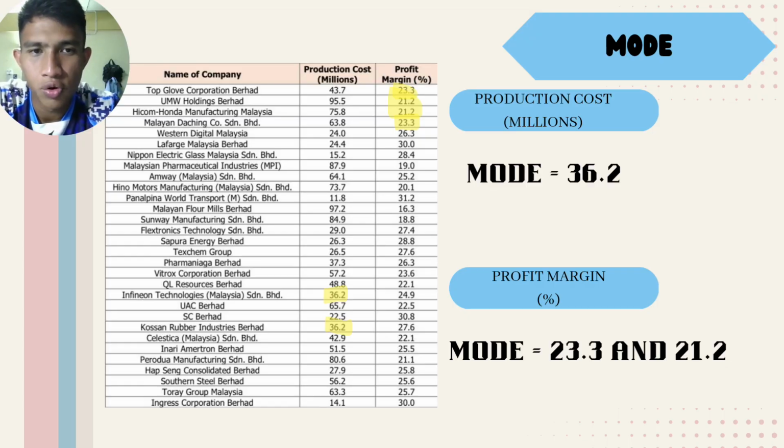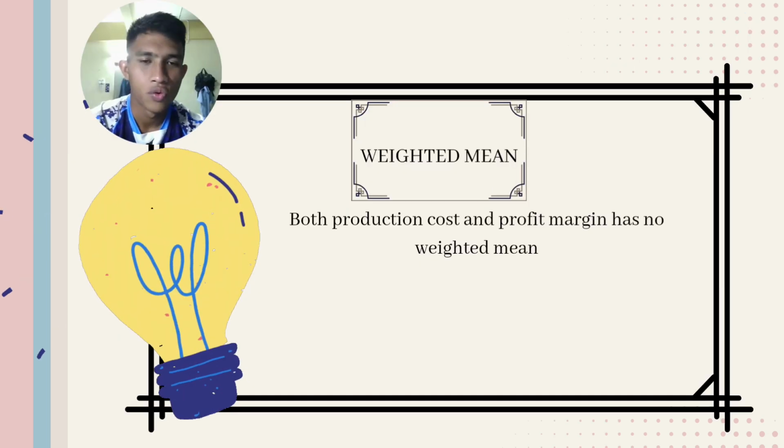And the last one is mode. The mode for production cost is 36.2 million. And for profit margin, the mode is 23.3% and 21.2%. For weighted mean, both production cost and profit margin have no weighted mean.